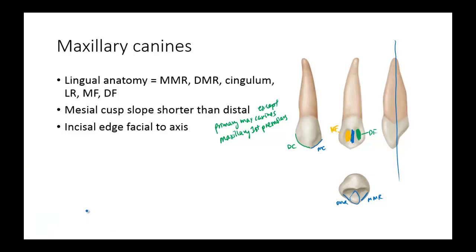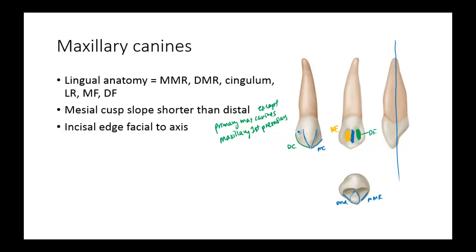So remember we were talking about the developmental lobes. For the incisors, you have the mamelons, which represent the 3 developmental lobes, and the cingulum was the 4th. So instead, you're going to have your developmental lobes right here on the facial surface of the tooth.